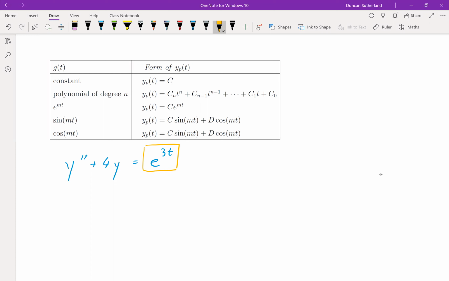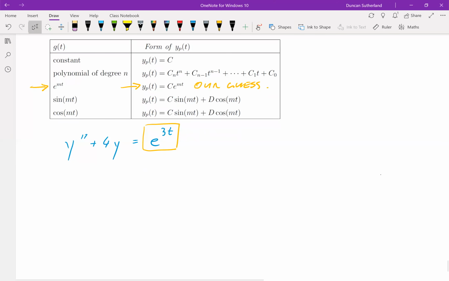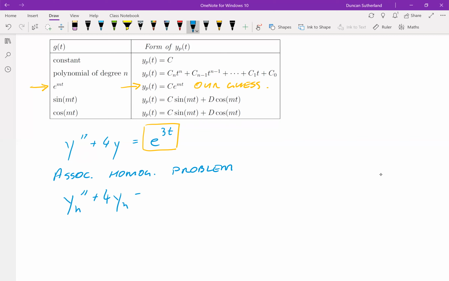We'll note that, this is the table from the notes, we've got a right-hand side that looks like e to the mt, where m is 3. So this yp will be our guess in this case. But the first step is to solve the associated homogeneous problem. That is yH double prime plus 4yH equals 0.